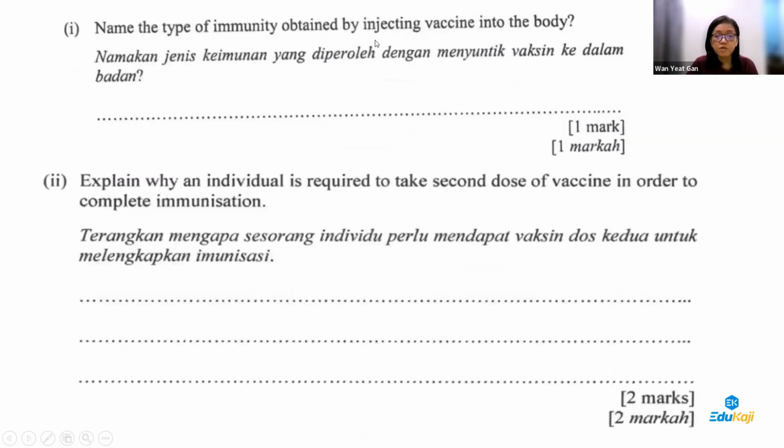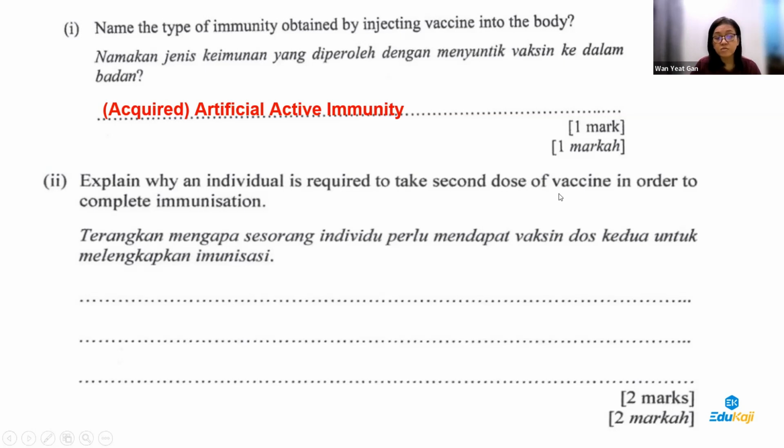Name the type of immunity obtained by injecting vaccine in the body. So when you inject vaccine, what kind of immunity do you get? You get artificially acquired active immunity. Now, artificial because you did not produce the antibody yourself, you are artificially inoculating a vaccine so that it will trigger your body to produce the antibody. So it becomes an active immunity.